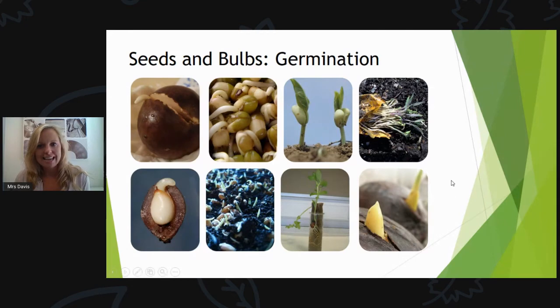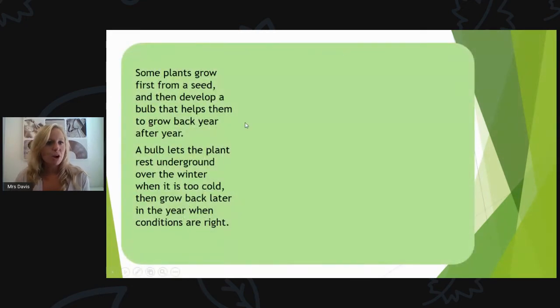Well done. So, some plants grow first from a seed and then develop a bulb that helps them to grow back year after year. A bulb lets the plant rest underground over the winter when it is too cold, then grow back later in the year when the conditions are right.